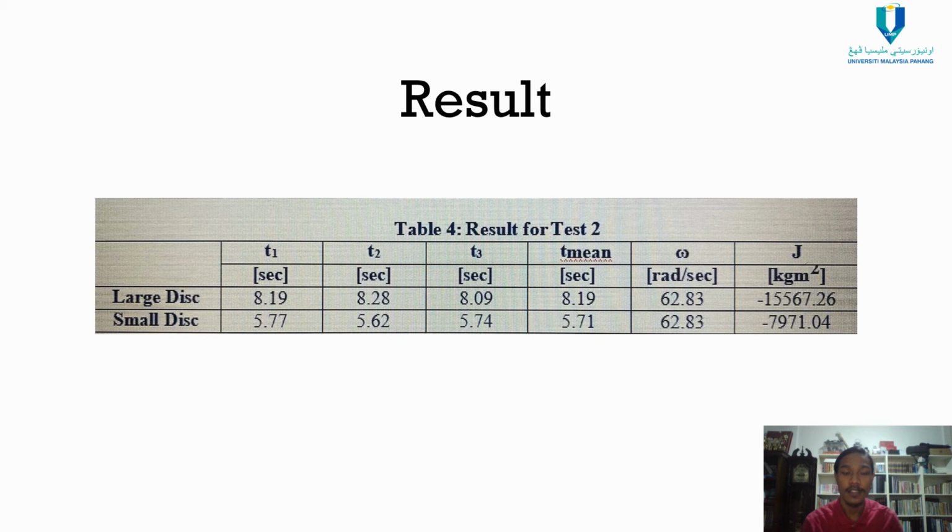Next, for Table 4, the result for test 2. We got different data for the large disc and small disc. We did the experiment 3 times, so we got T1, T2 and T3. We calculate T mean by adding T1, T2 and T3 and dividing it by 3. We also calculate omega, which is in radians per second, and J, which is in kilogram meter squared.